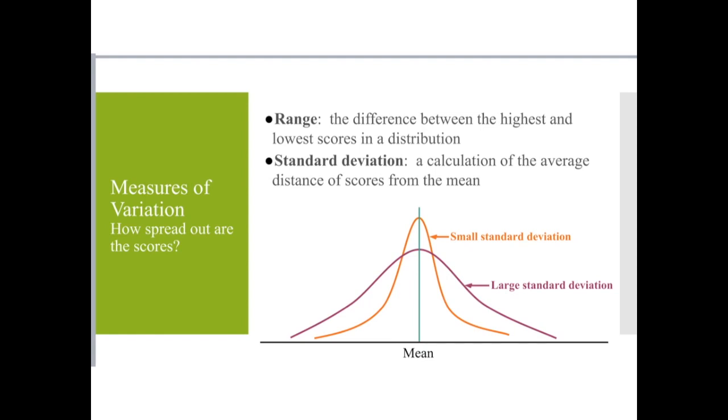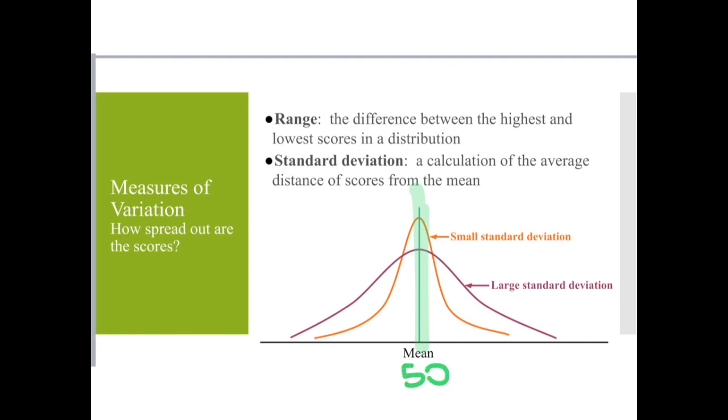Standard deviation then is a calculation of the average distance of scores from the mean. So this is probably one, if you haven't taken statistics, that is going to be a term that is probably new to your mathematical vocabulary. So standard deviation is a calculation of the average distance of scores from the mean. Looking at this image, your mean is this number. Let's give it an actual number just so we can reference it. Let's say the mean is 50.